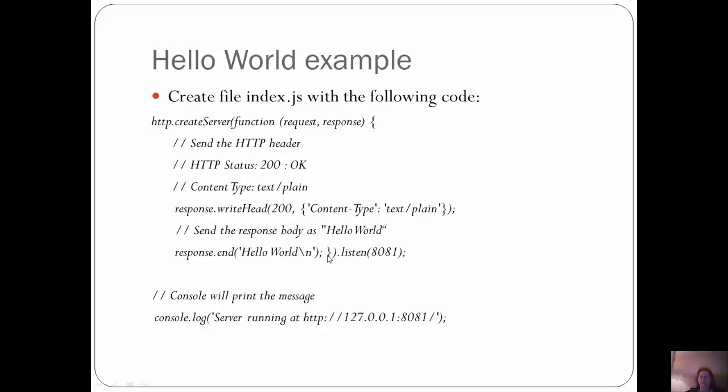You notice that this here is the end of the create server function, where I'm moving my mouse, and then we say listen 8081. So basically what this is doing is creating a server that listens at port 8081 and responds by every time it gets a request, it just responds by saying hello world.